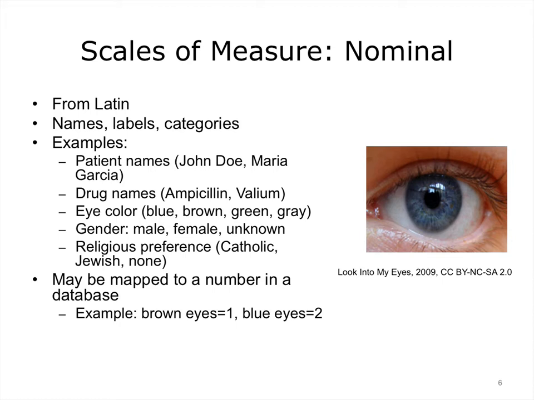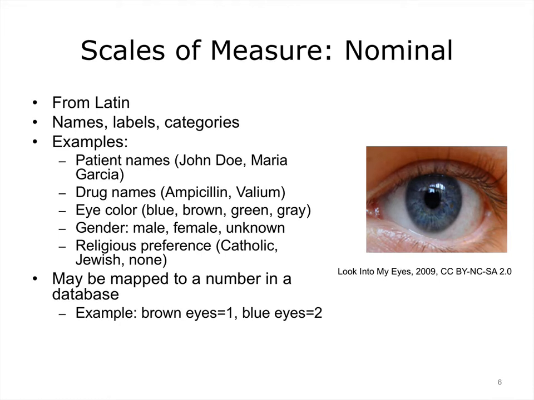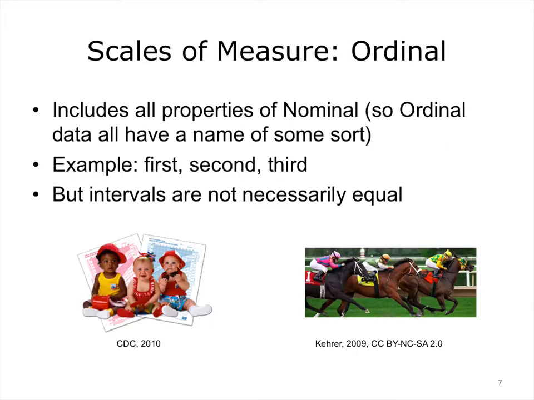In general, nominal data aren't used in statistical analysis other than as labels. You can count the number of patients with the same last name, but it makes no sense to try to subtract a John Doe from a Maria Garcia. Note that the ordinal level includes the properties of the nominal level, so all ordinal data also have a name.